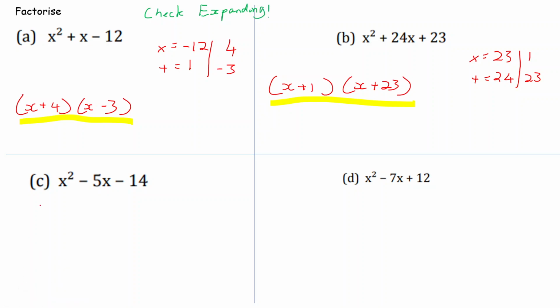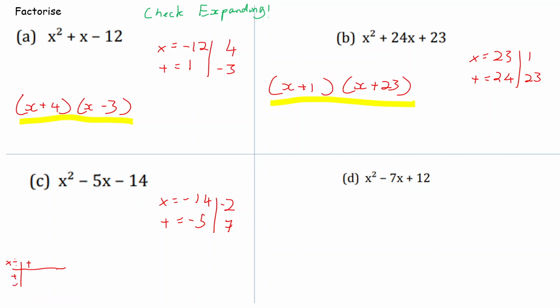Okay, next one. Factorize this one, same process: numbers that multiply to make negative 14 and add to make negative 5. So numbers that multiply to make 14 are probably going to be 2 and 7, aren't they? But it's negative, so we make the 2 negative, because minus 2 times 7 is negative 14. Again, we're using our grid for multiplying and dividing negatives.